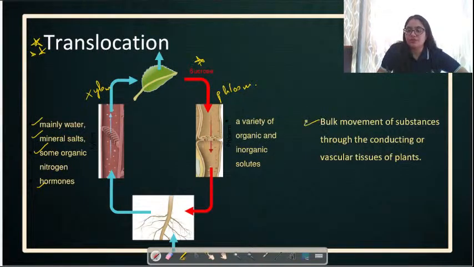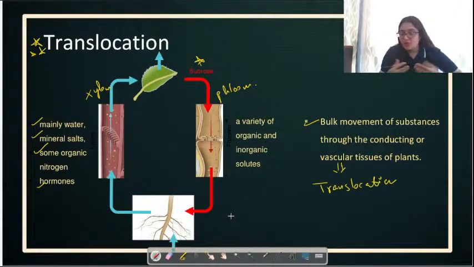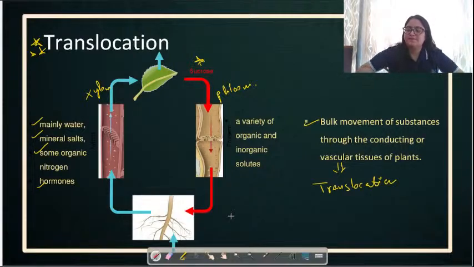I hope you can read this. So bulk movement of substances through the conducting tissues or vascular tissues is actually known as translocation. So I really hope with this diagram none of you will ever in future get confused with what exactly translocation means. Perfect.